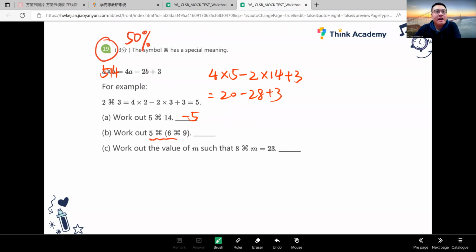Question B, work out. In this kind of question, my suggestion is that you do the thing in the bracket first and then do one more step. So just write down step 1 and step 2 to remind you that you have 2 steps. Sometimes some of the students finish step 1 and just fill out the answer. They will forget step 2. So as for step 1, you're going to do 6 symbol 9.